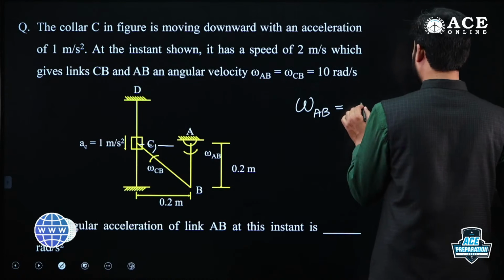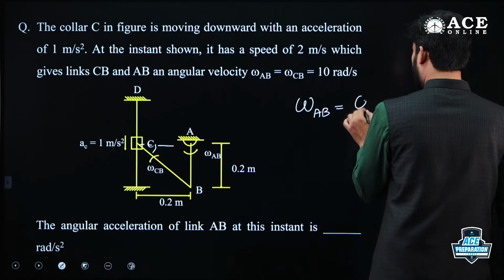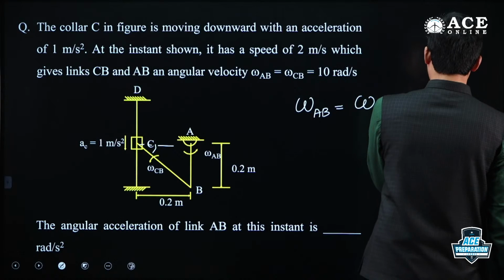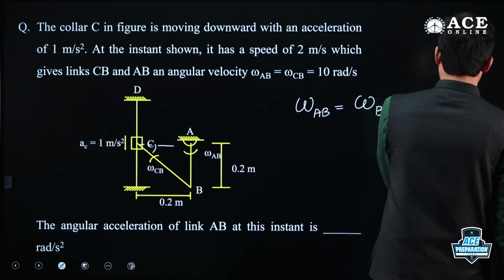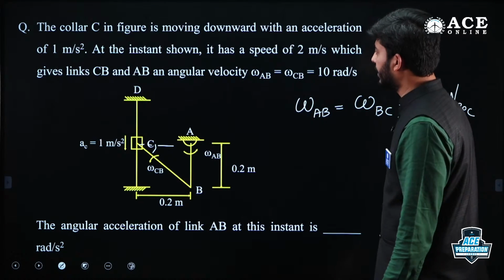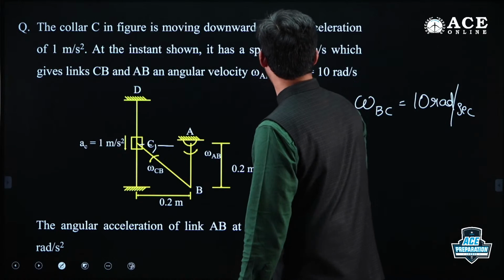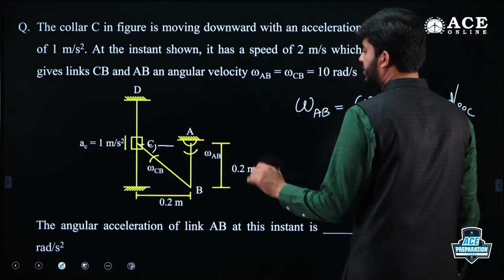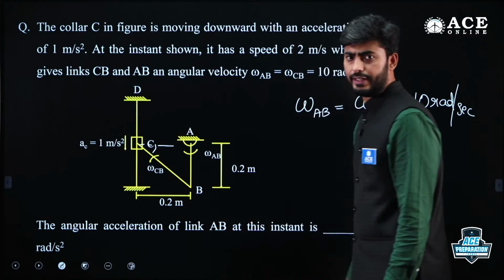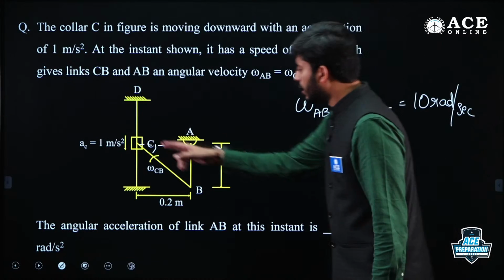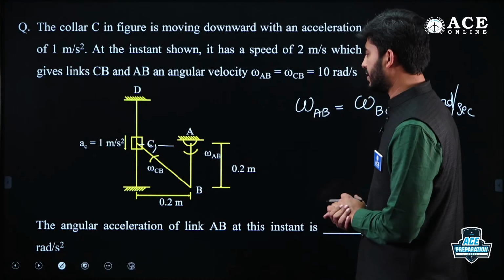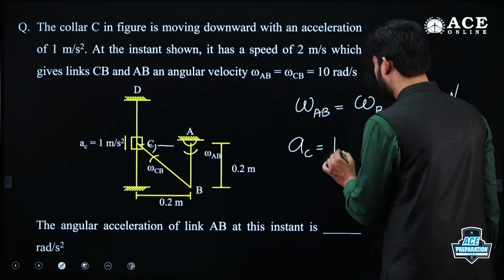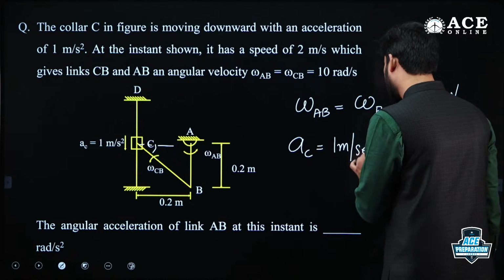Omega AB is equal to omega BC is equal to 10 radians per second, guys. Velocity of the piston is also given, but that data is not needed here. Here the acceleration of the collar is given to us. So the acceleration of the collar is 1 meter per second squared.